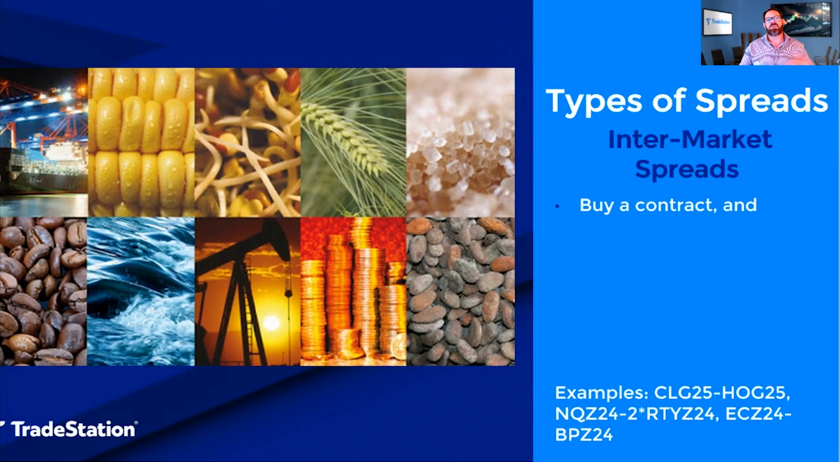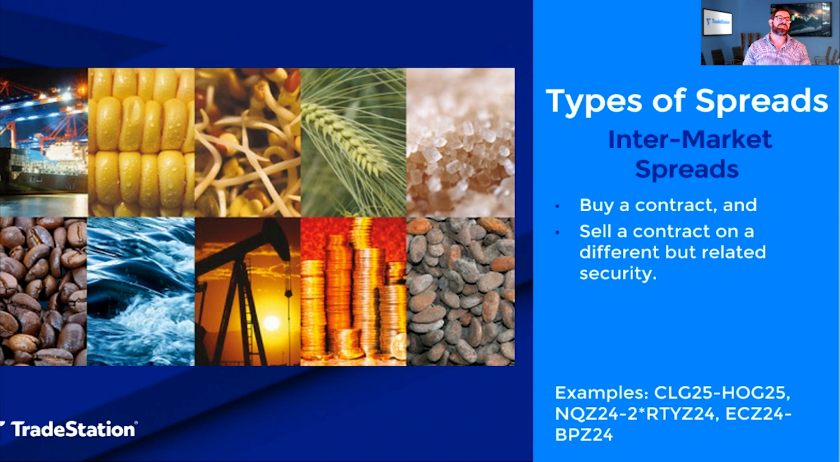Now, the other type of spread that we have is called intermarket. With intermarkets, you're going to buy a contract and sell a contract on a different but related security. That's a key thing. It's got to be related. You can't just do gold versus wheat. And there's got to be a relationship between the two. Wheat versus corn, or more importantly, maybe corn versus soybeans.